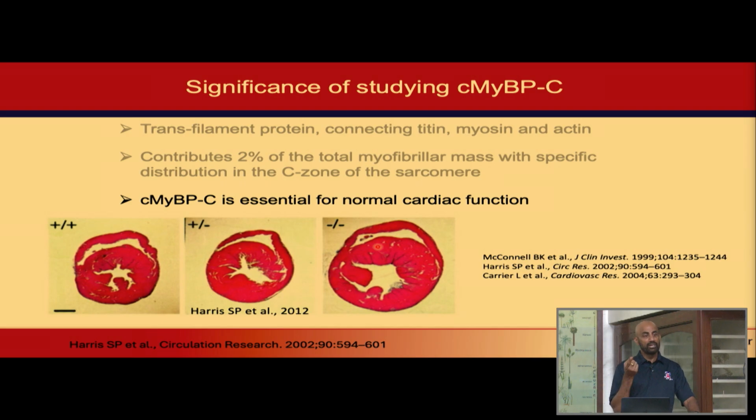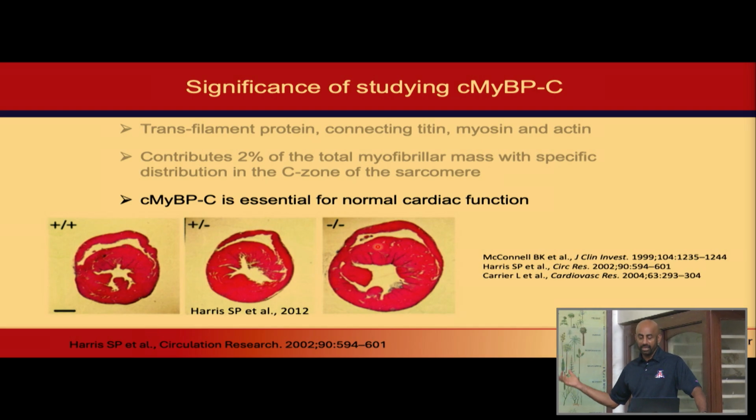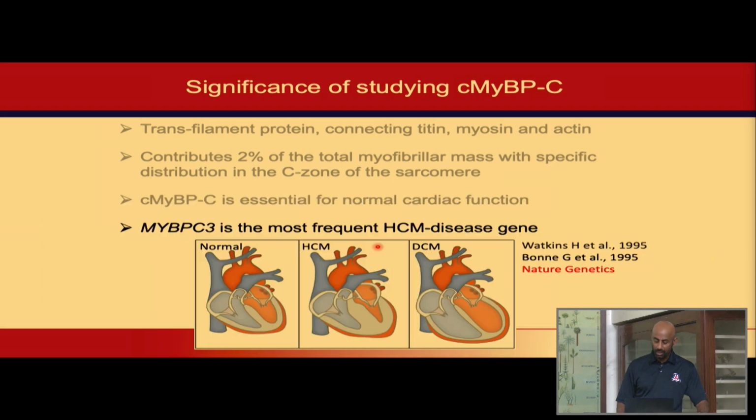So what happens when you knock out myosin heavy chain? It's embryonically lethal. What happens if you knock out troponin I? Embryonically lethal. But when you remove myosin binding protein C, you still form the heart function, but they develop a severe phenotype, a failing heart down the road. And also myosin binding protein C has more genetic mutations than any other gene right now.